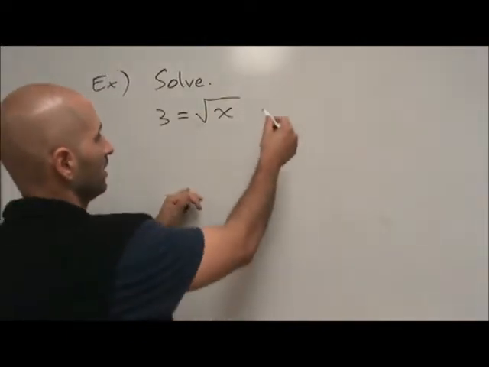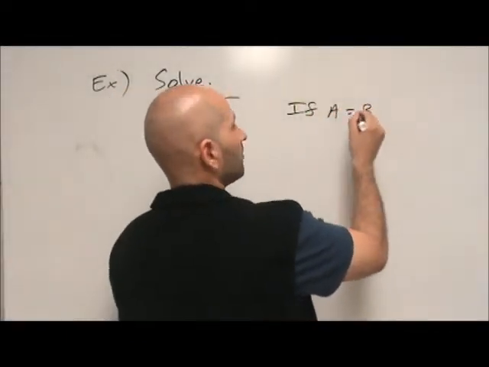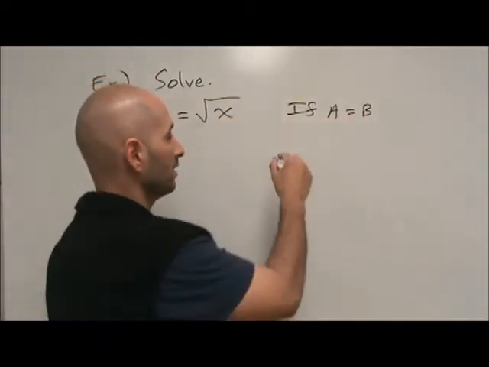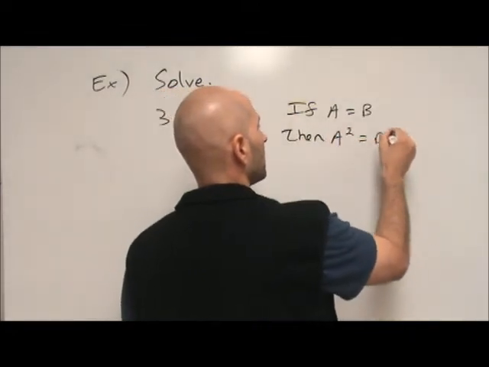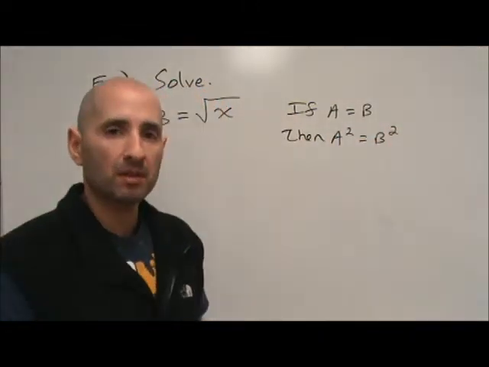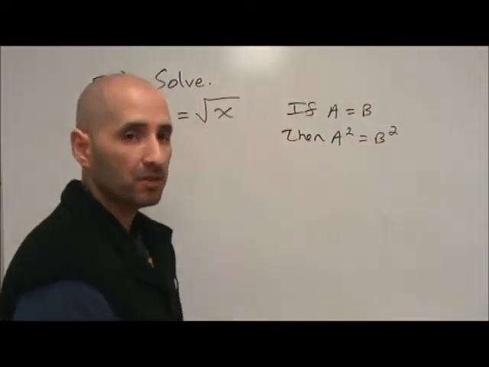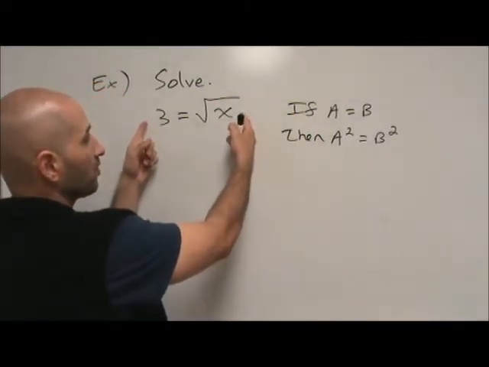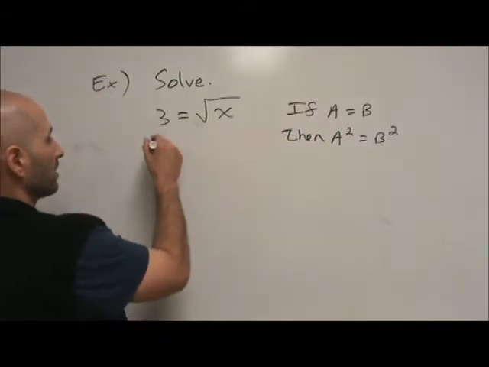So there is a property out there that says this. If two quantities are equal, such as a and b, and think of those as any quantities, then if I square both sides, that results in a true statement. In other words, if this is true, then this is true. And let's use that and apply it here and see how it works out. So if this is true, then if we square both sides, that'll be a true statement. Let's see what happens there.